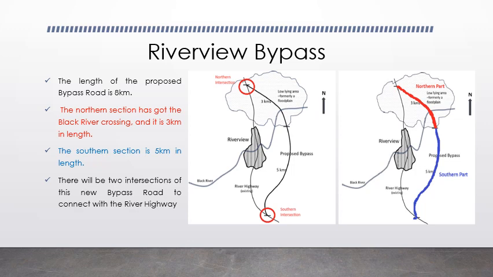Key features of the Riverview bypass. The total length of the Riverview bypass road is 8 kilometers. The northern section is 3 kilometers, which is located in a low-lying area. On the other side, the southern section is 5 kilometers, and we'll have two intersections, the northern intersection and the southern intersection.